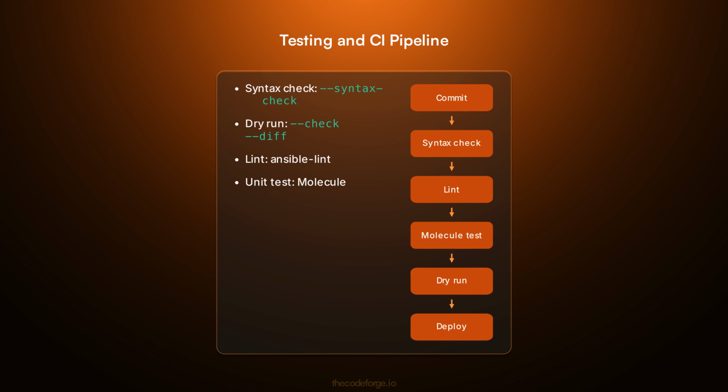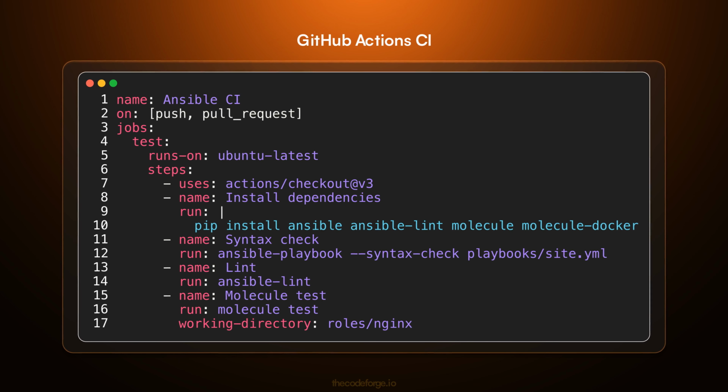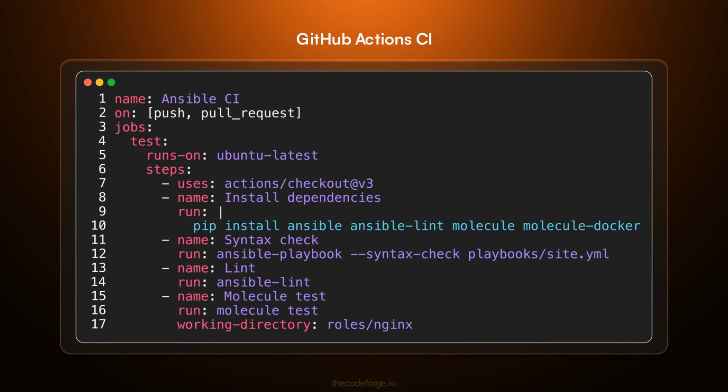Ansible has no built-in testing framework, so you need to build your own. Run syntax check, lint, and molecule tests on every commit. Dry run against staging before production. This GitHub Actions workflow runs syntax check, lint, and molecule tests on every push. Molecule tests roles in Docker containers, catching idempotency issues and missing dependencies.